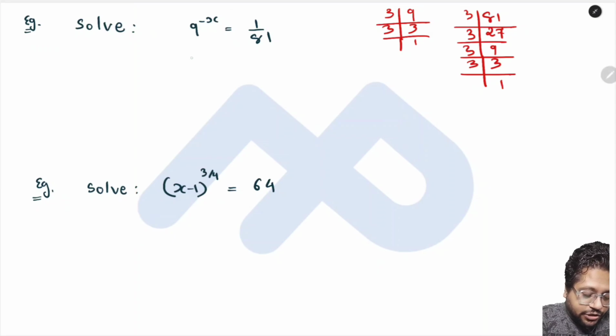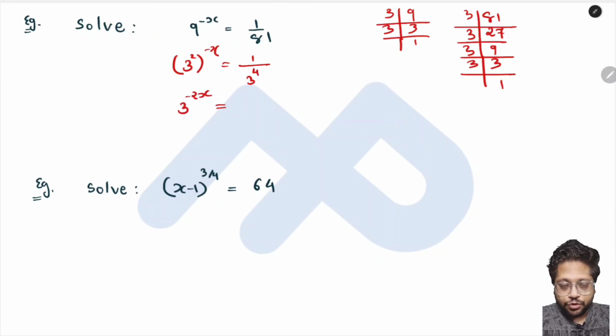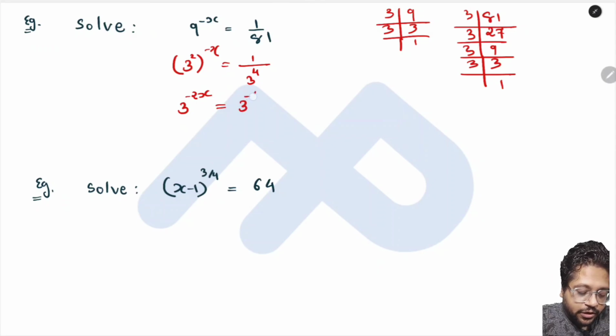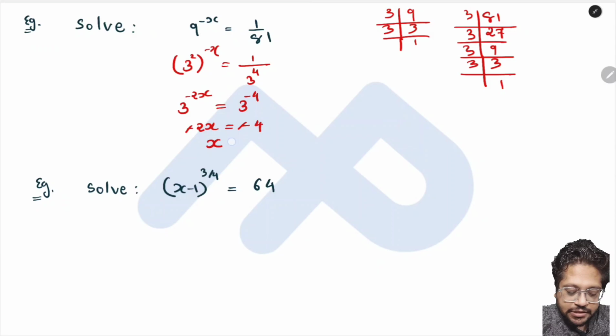So 3 raised to 2, to the power minus x, is equal to 1 upon 3 raised to 4. So this is 3 raised to minus 2x, and as this 3 raised to 4 is in the denominator, I'll have to first shift it to the numerator, because on the left hand side the base 3 is in the numerator. So it will become 3 to the power minus 4, and both have the same base and there is an equal to sign in between, so powers must be equal. So minus 2x is equal to minus 4, the minus signs got cut, 2 will go in division, so x is equal to 4 upon 2, so x is equal to 2.